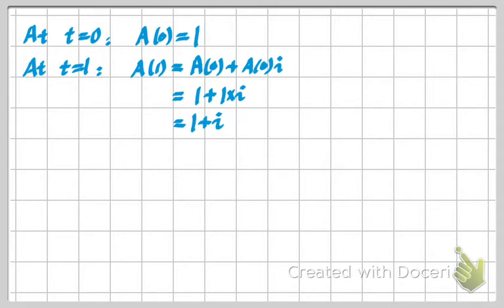And then at the end of the second year, for example t equal to 2, what will we have? We will have A2.